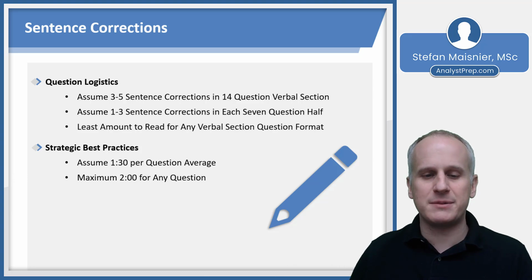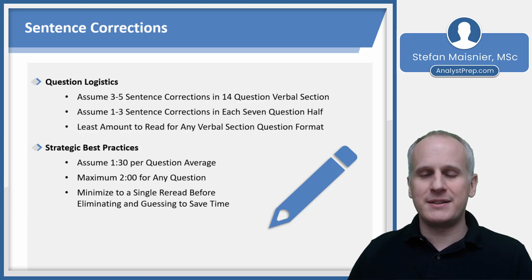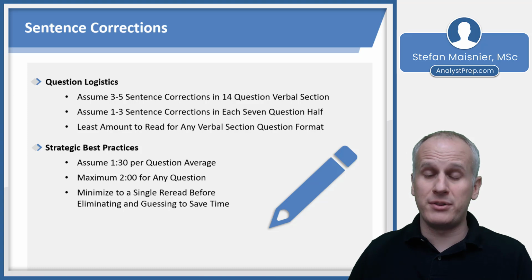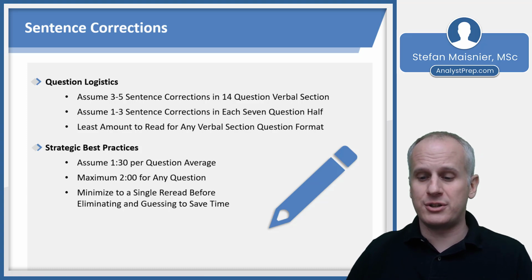You want to have a maximum of 2 minutes for any of these question types because generally it doesn't get any easier if you just keep reading over and over between a couple of answer choices. You do want to minimize yourself to a single reread before you just eliminate and guess to save time. And remember that you can return back to the question if time allows within a given half.